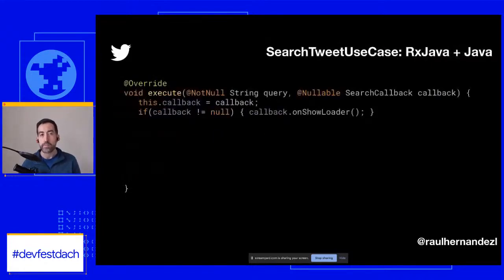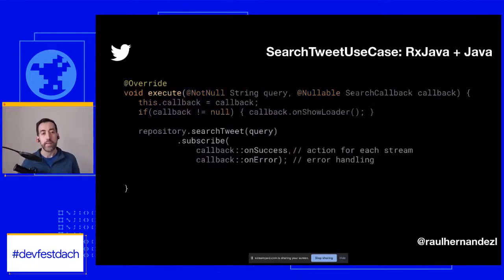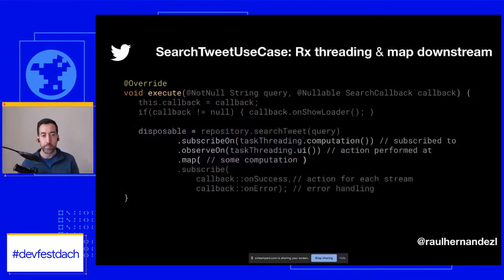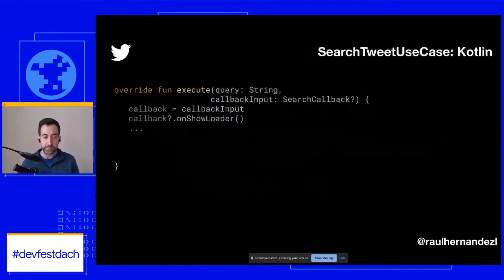So the execute is initializing the callback, starting to show the spinner to the user like we are loading. And then we are starting the query. So we are searching for the tweet with the query, and we are returning some results for the success when it's right, and on error when we have a problem, and the callback will return this to the UI. But of course, we need to subscribe to the computation thread and observe on the UI Android main thread. We return a disposable that we need to dispose later on to avoid memory leaks.